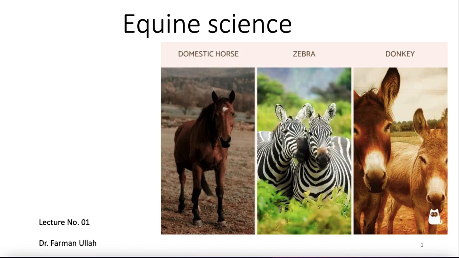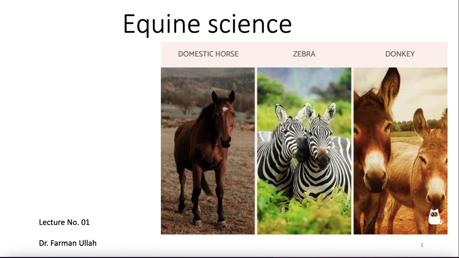Today's lecture we will discuss equine science. So in this lecture series about animal science, the first one we are starting from the equines. As from this picture you can see that there are three different kinds of animals, or different types of animals, in equines: the horses, zebra, and the donkey.